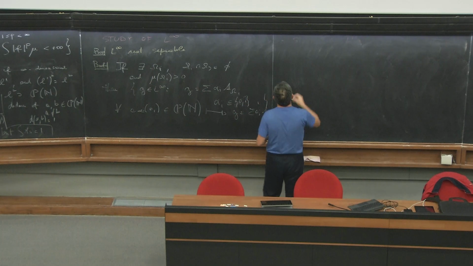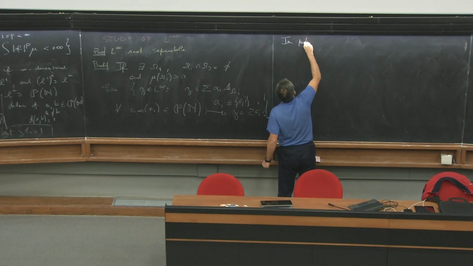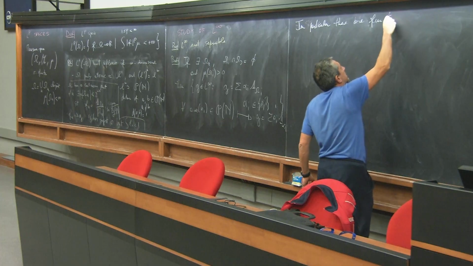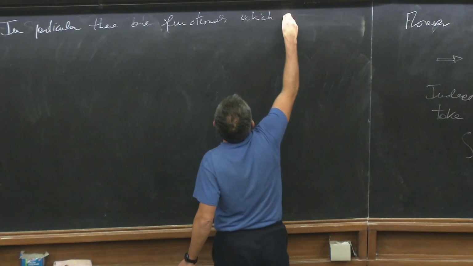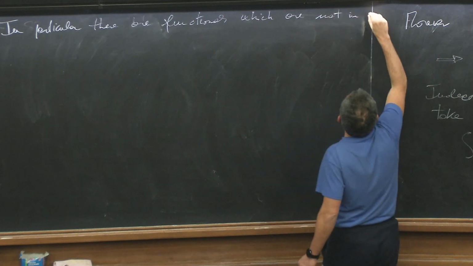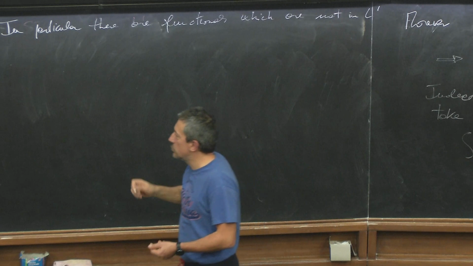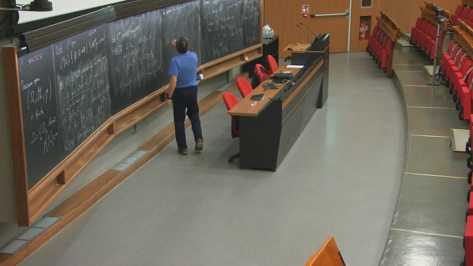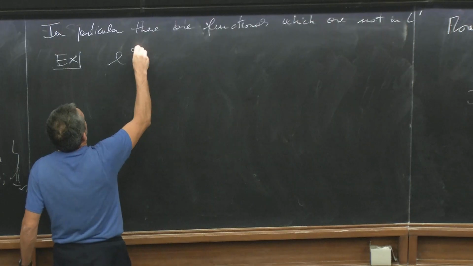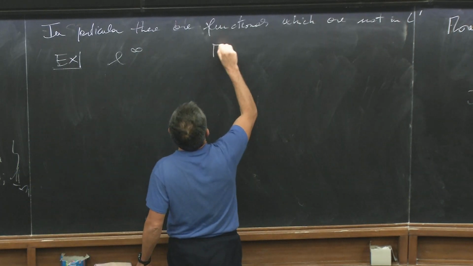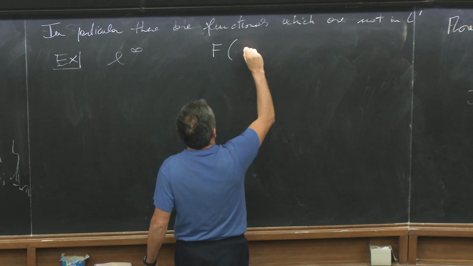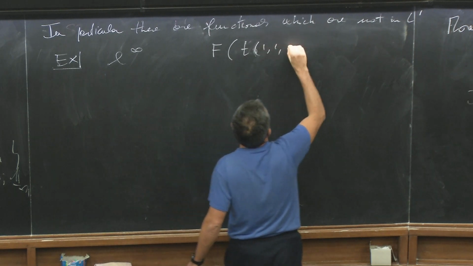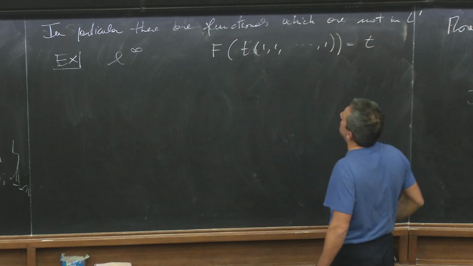Okay, let's do some example. In particular, there are functionals which are not in L1. Let's start here. So define the function f associated with the sequence of t times 1, 1, so the sequence of 1 equal to t. So it is the limit function.